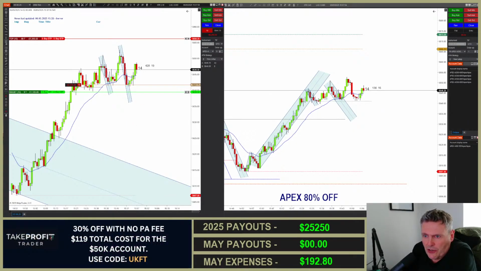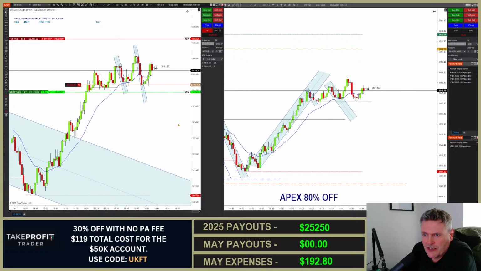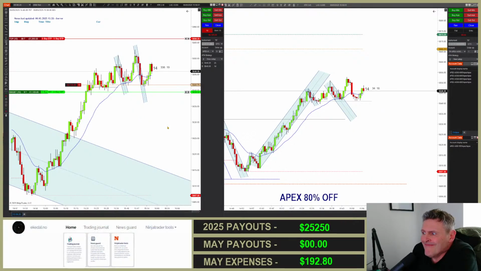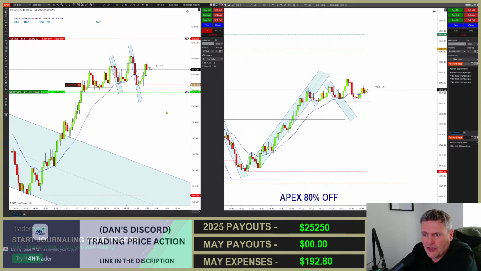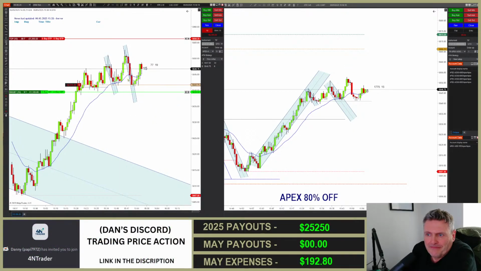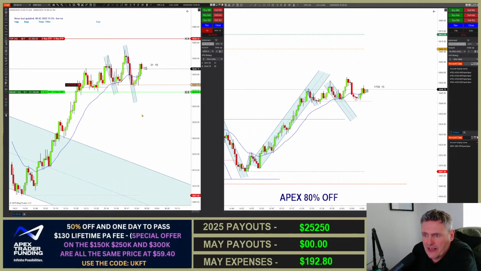Doesn't to me look like it's in a bigger channel. It looks, if anything, like it's sideways. So I'm hoping we get a second leg down. If this finishes bearish below the EMA, fingers crossed. It's just one evaluation, that's all. I've got my PA counts on here. It's just one 150,000 evaluation that's failing miserably at the moment.